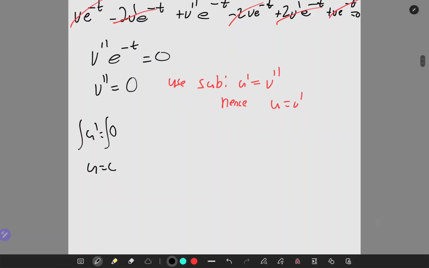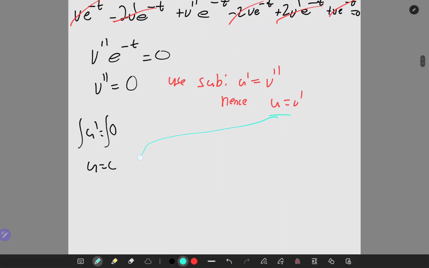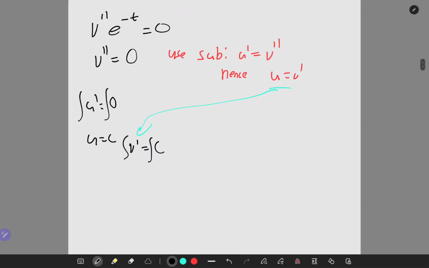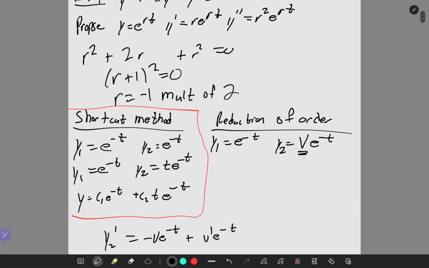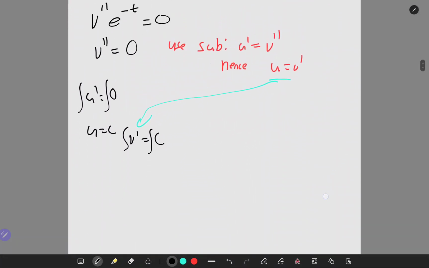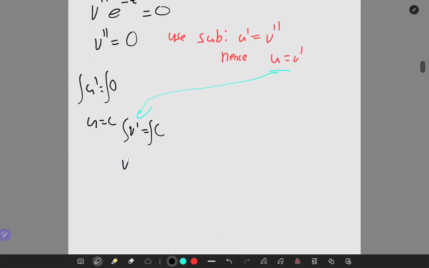If u is equal to c, that means that v prime is equal to c, because u is equal to v prime. So now we know v prime is equal to c. We can take the integral of this to get v. Because remember, for our y2, we have this v term here. We have to solve for v. So we have to take the integral. So v would be equal to c1 times t. We can call this c1 plus c2.